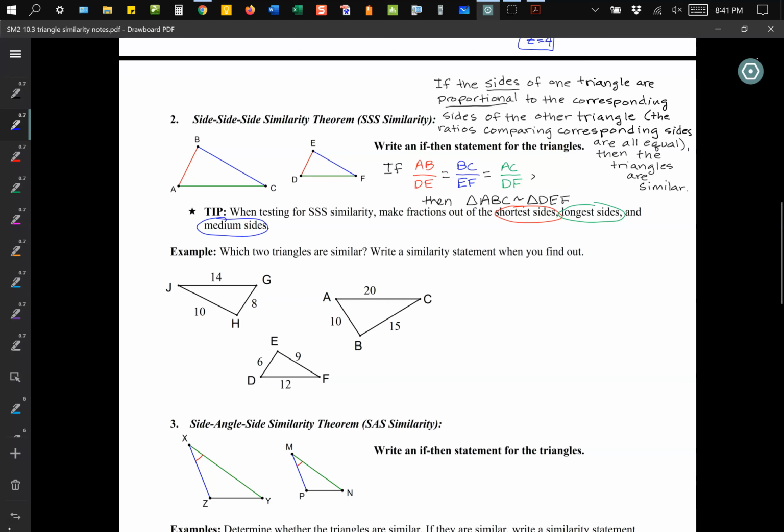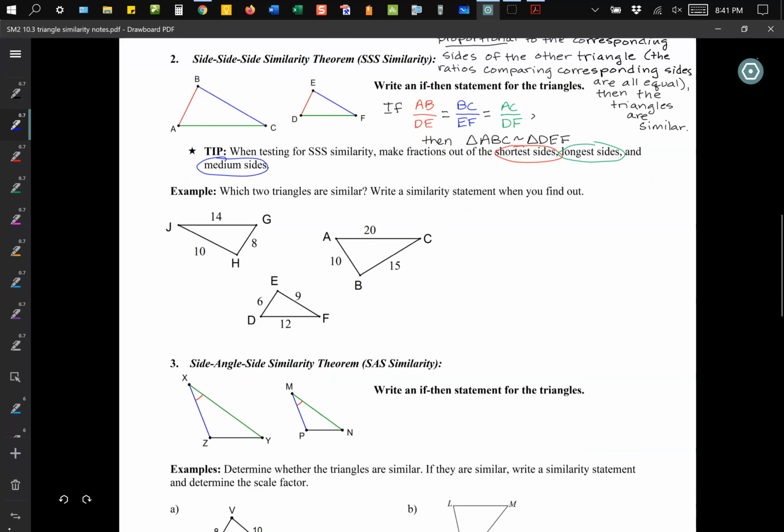So here I've got three triangles, and I want to know if there are any triangles in this set that are similar to each other. So first of all, I am going to look at the three triangles, and I'm going to highlight the shortest side of each one. And I'll do that in pink. And I will highlight the middle length side of each one in green.